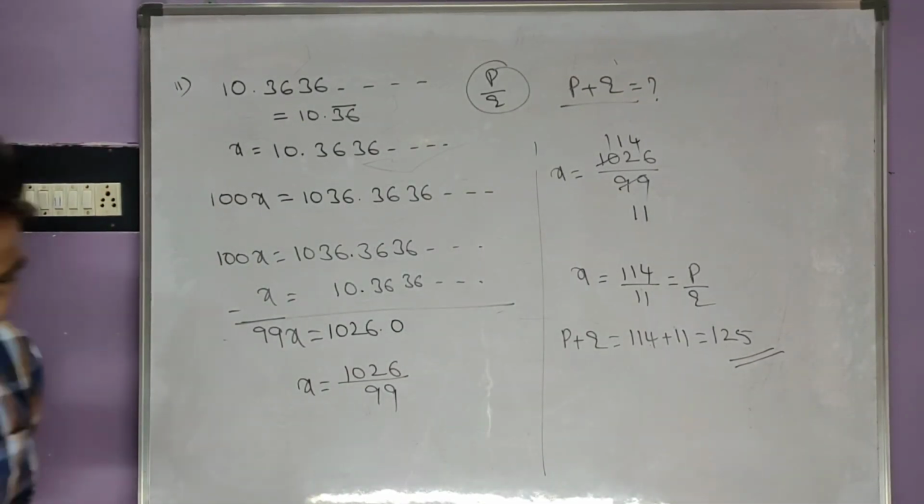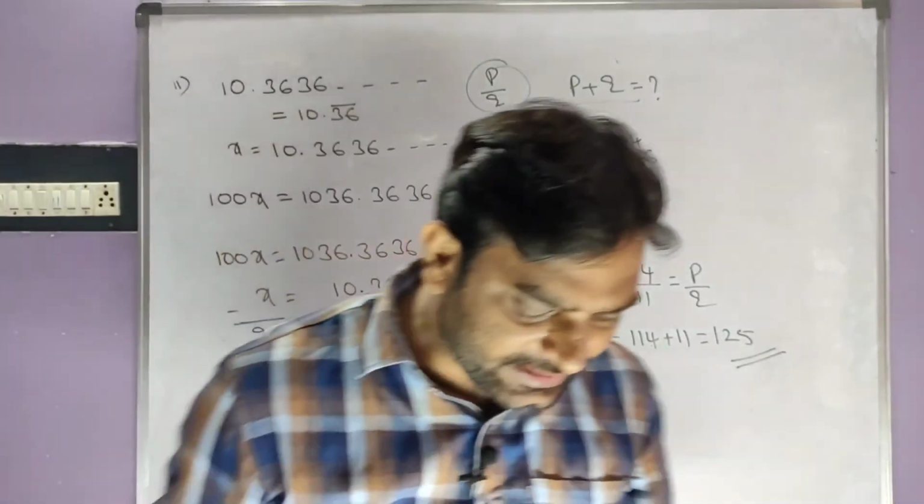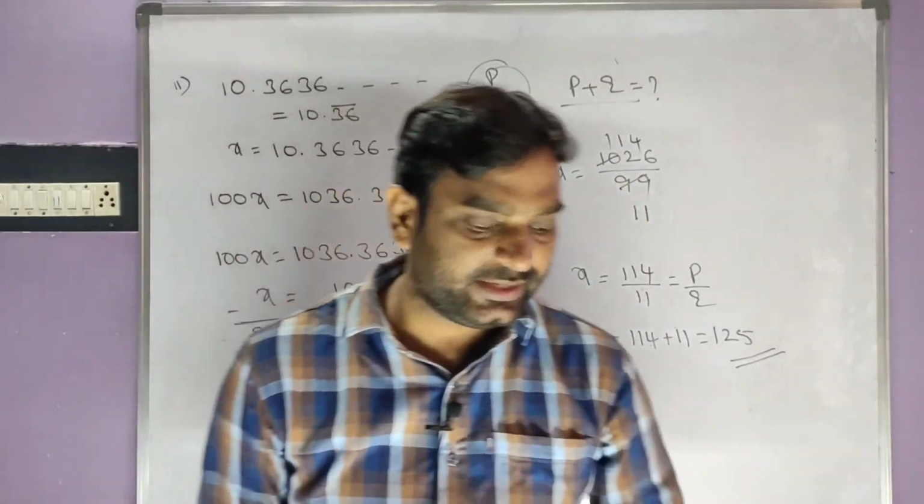Is that clear? Okay. With this problem, this exercise and the total chapter is completed. Rational numbers, 8th class, first chapter.